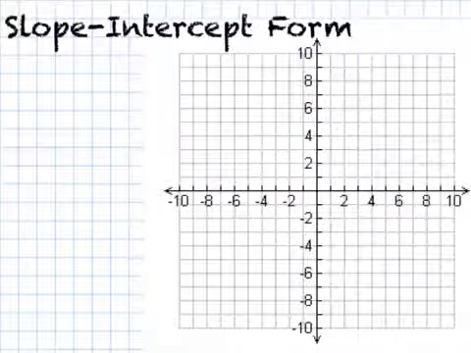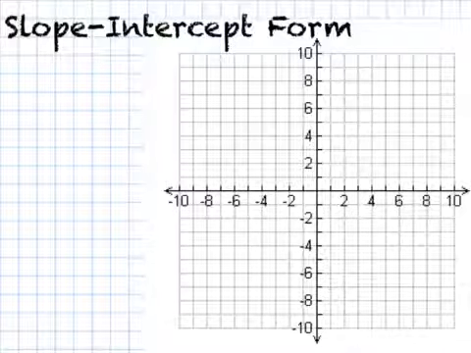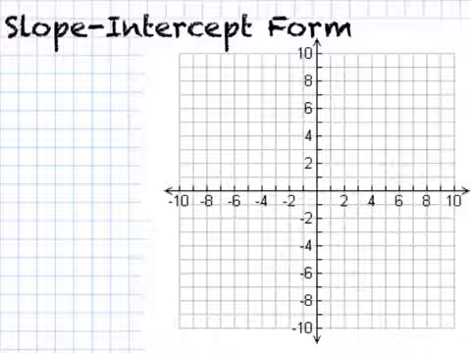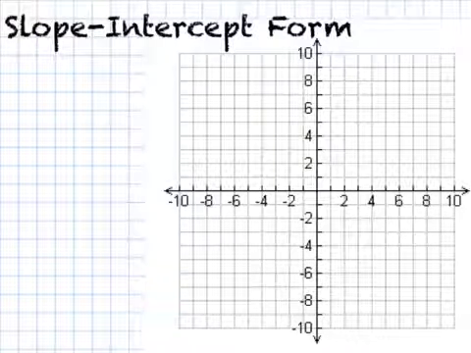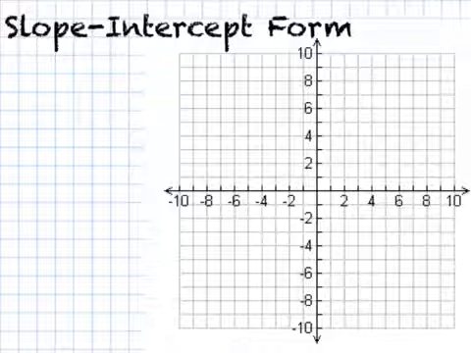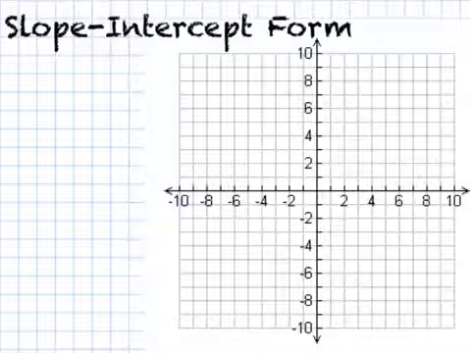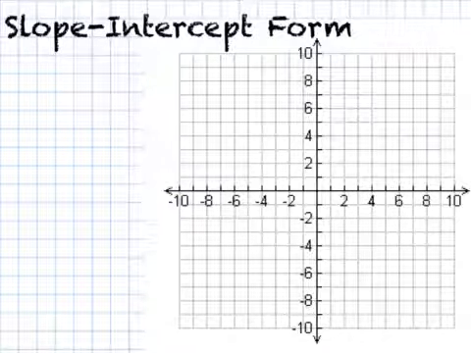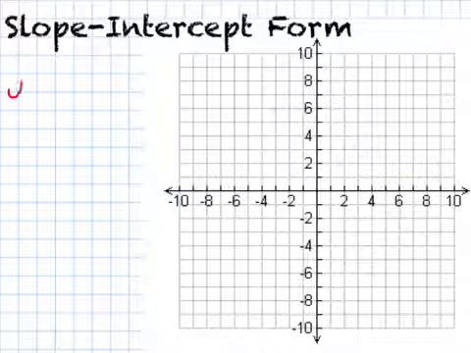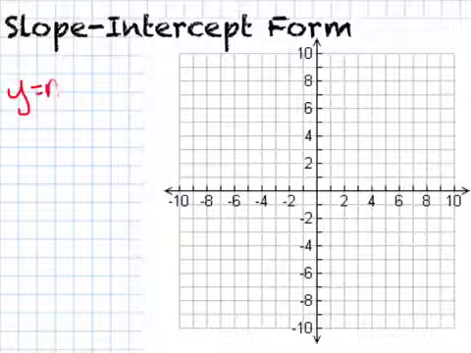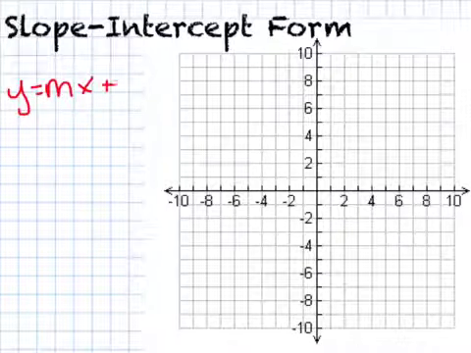So to start off, we need to do a little review of what we were doing just before Christmas break. I know a lot of us have probably forgotten what we've done. So if you remember, we talked a lot about different forms of a line. We had two different forms we talked about. The first one was slope-intercept form. That was the one that was y equals mx plus b.